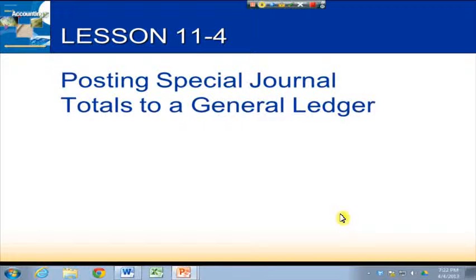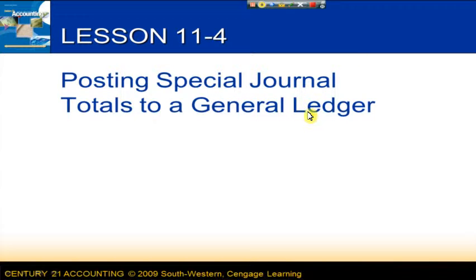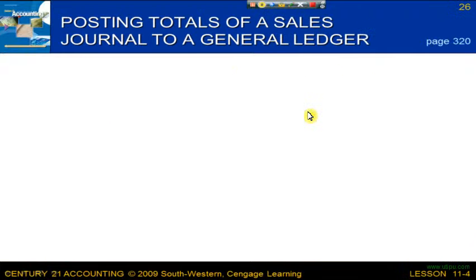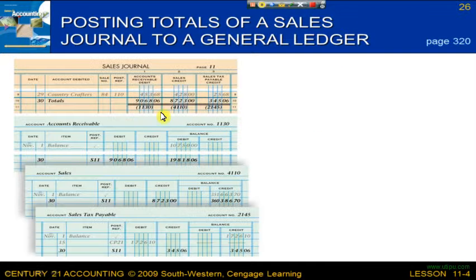This is Accounting Chapter 11, Lesson 4, Posting the Special Journal Totals to the General Ledger. In the last section, we were posting the separate amounts that were in the general debit and the general credit columns. This time we're going to be posting from the special columns. The special columns are only posted at the end of the month with the total.